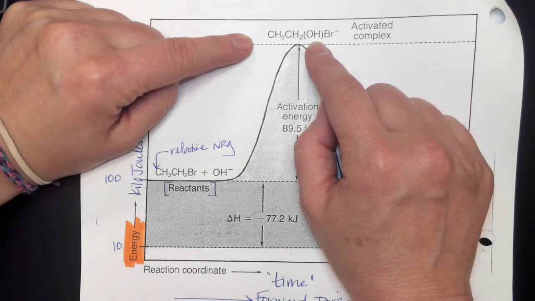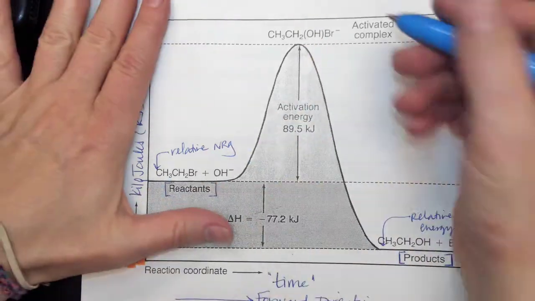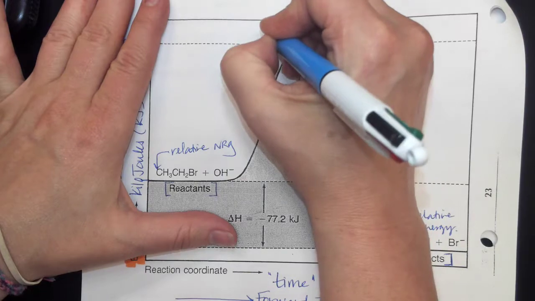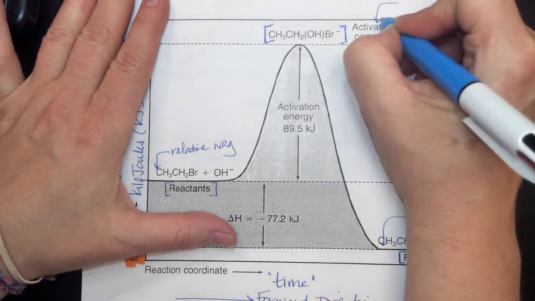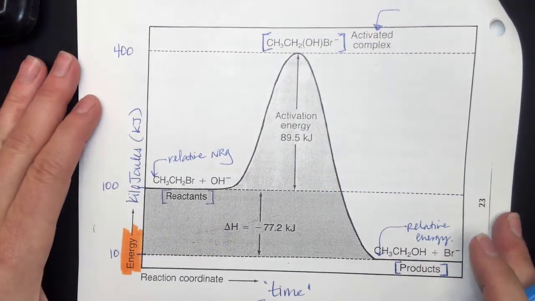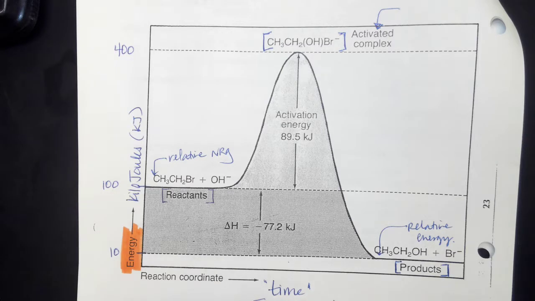So this has a fancy name. This is the activated complex. The activated complex is a specific compound that exists for a very short period of time, and it's the intermediate, or the in-between. When I went from reactants to products, this activated complex was that middle one.